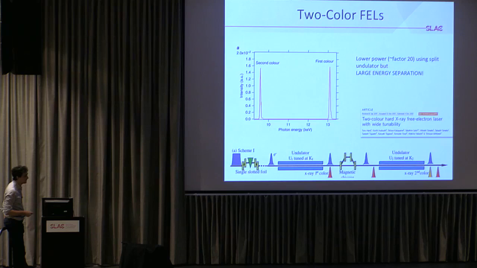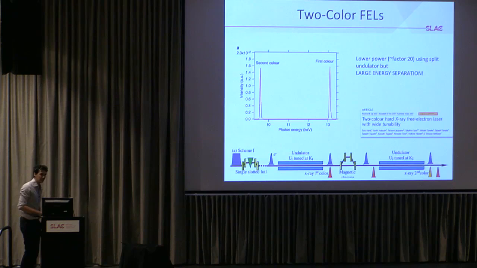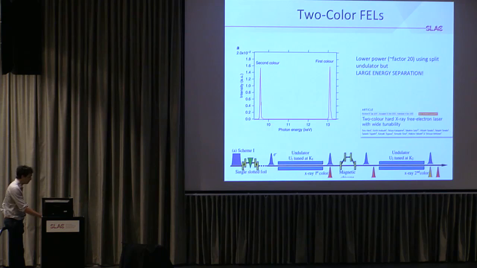This is nice and easy to set up. It gives you very broad tunability, because if, like at SACLA, you have variable gap undulators, then you can make these two colors whatever you want, whatever arbitrary separation you want, right? So it's very useful if you want to excite one edge and probe at a different edge. We will be able to do this at LCLS with the new undulators in a couple of years.